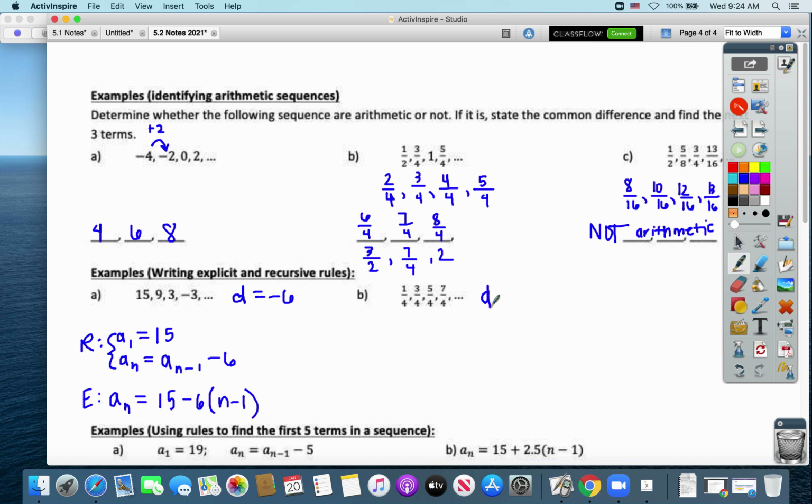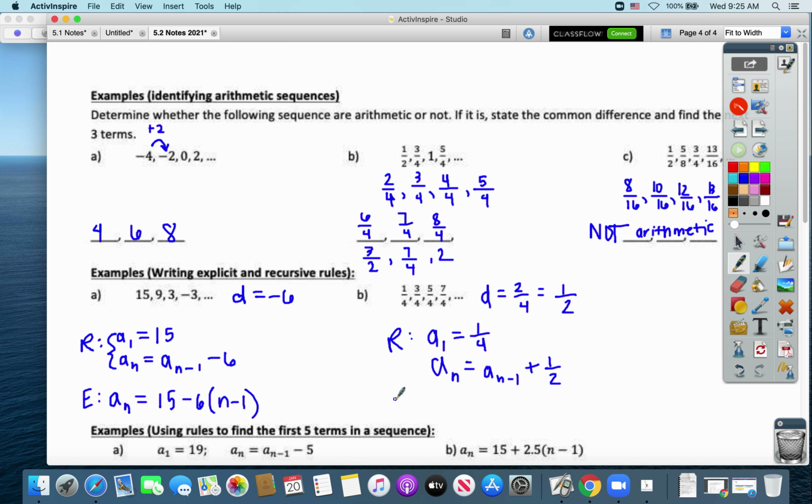So each time we are adding 2/4, which is the same as 1/2. So we can write the recursive rule first. We start with a sub 1, and our first term is 1/4. And then we write the second part, a sub n equals a sub n minus 1 plus the common difference, which was 1/2.